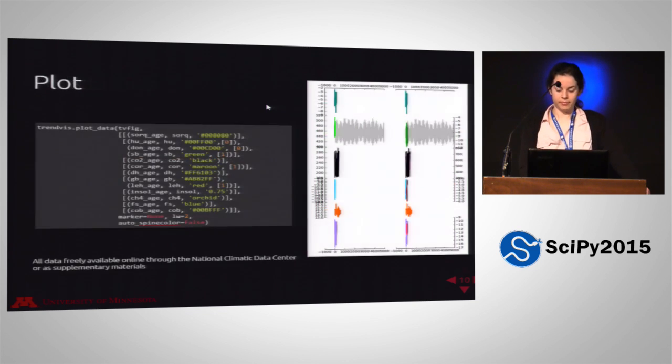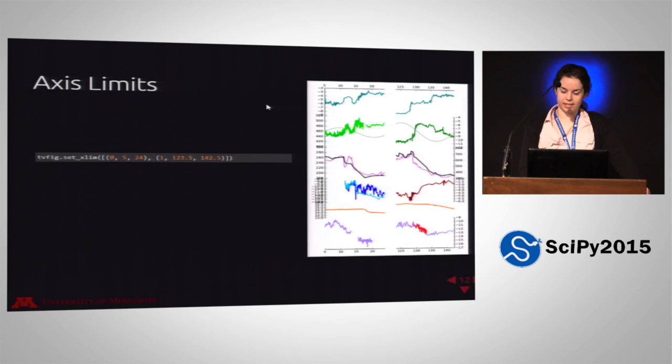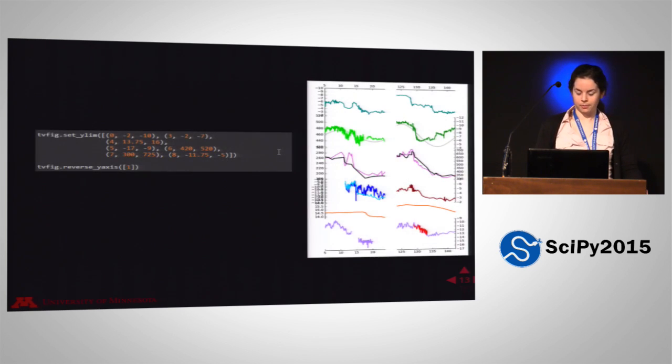So this looks terrible. So we need to set some axis limits, and our XGrid class will let us set all the x-axis limits at once. And so now we can look at 2 distinct periods of time, about 5 to 25,000 years ago, and 123.5 to 142.5 thousand years ago. And the same thing for the y limits.